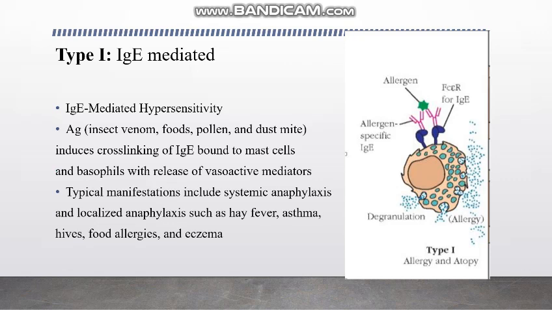Type 1: IgE mediated. Antigens like insect venom, foods, pollen, and dust mite induce cross-linking of immunoglobulin E bound to mast cells and basophils with release of vasoactive mediators. Typical manifestations include systemic anaphylaxis and localized anaphylaxis such as hay fever, asthma, hives, food allergies, and eczema.